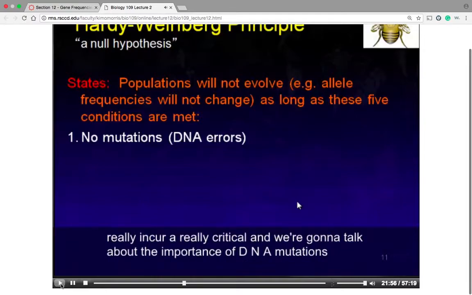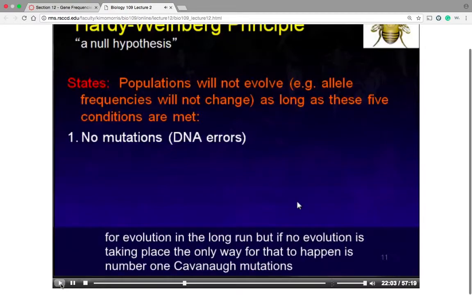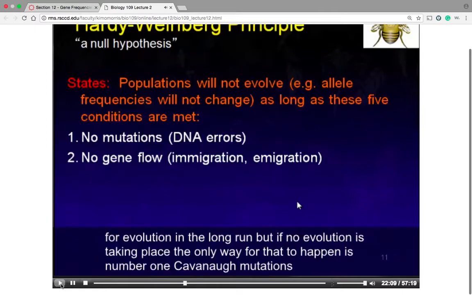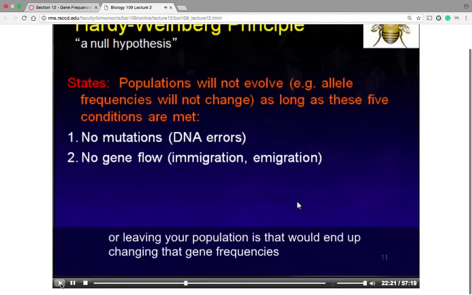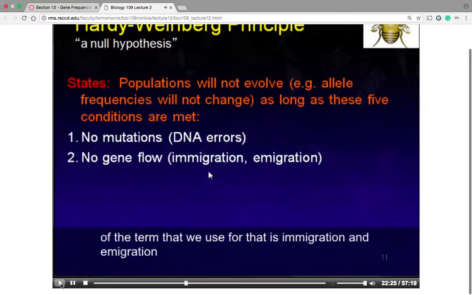This is really critical, and we're going to talk about the importance of DNA mutations for evolution in the long run. But if no evolution is taking place, the only way for that to happen is, number 1, to have no mutations, number 2, to have no gene flow, and I'm going to talk about what gene flow is in a couple of slides here. That is, individuals cannot be coming into your population or leaving your population, because that would end up changing the gene frequencies. The term that we use for that is immigration and emigration.